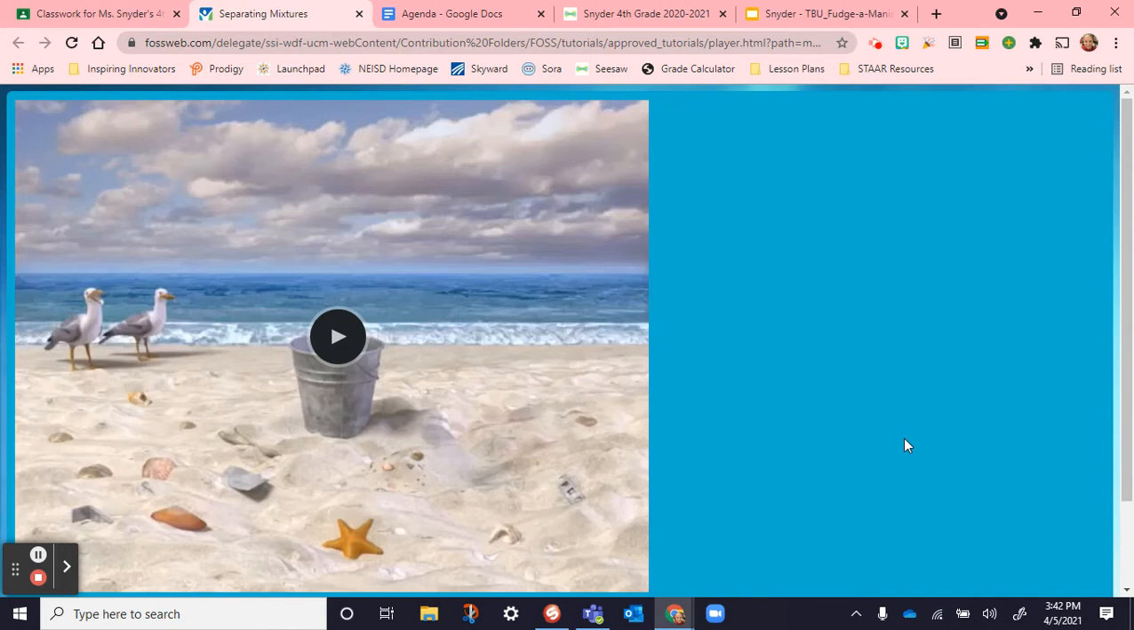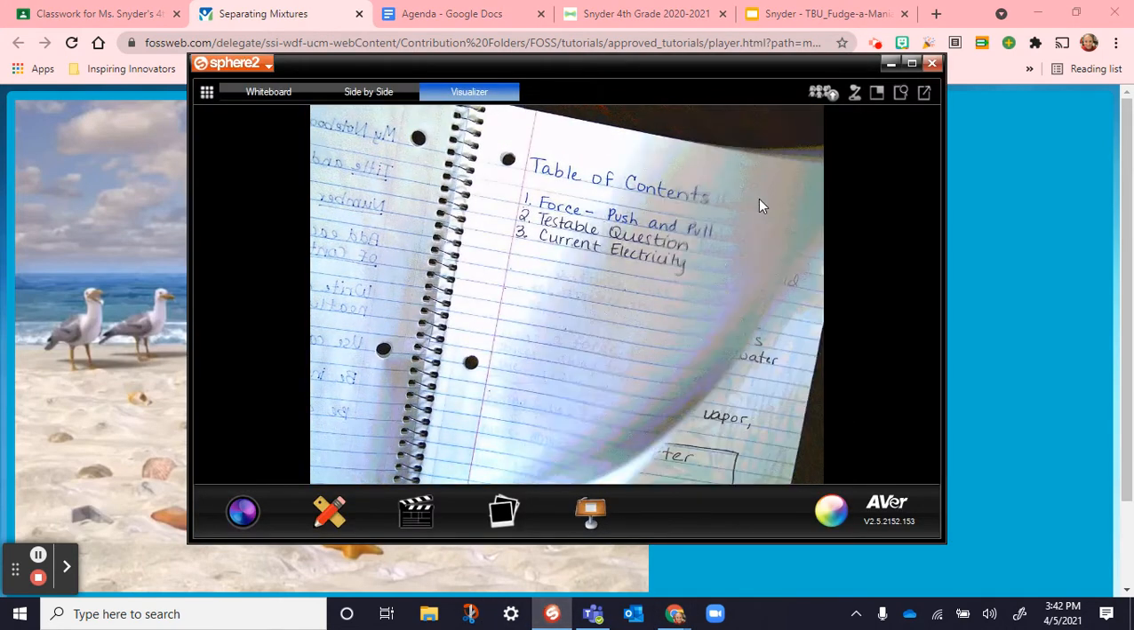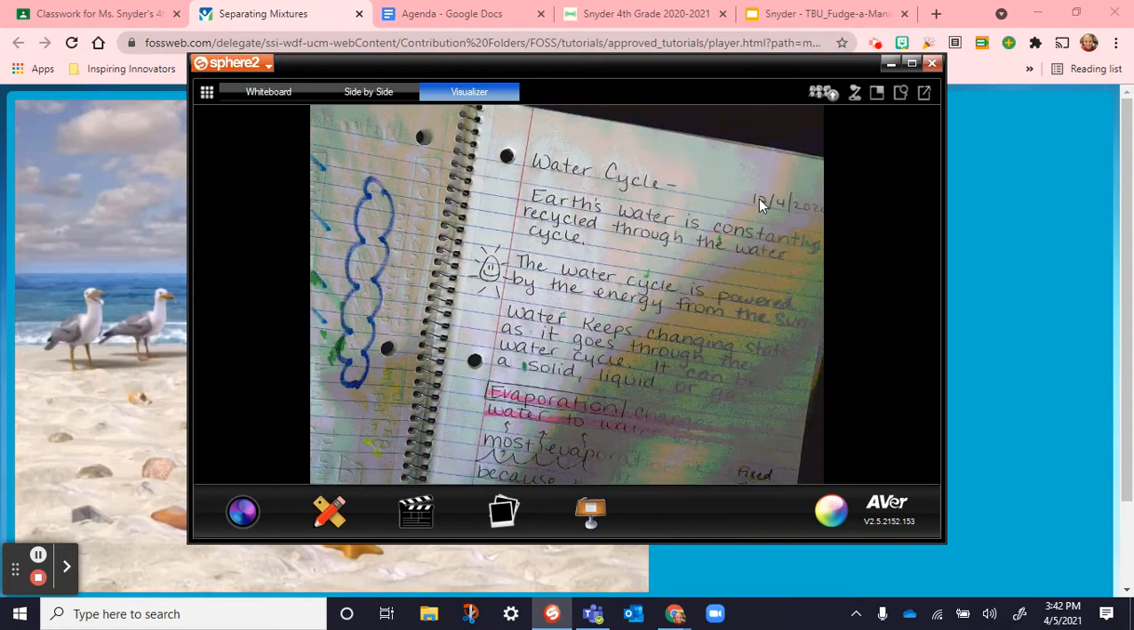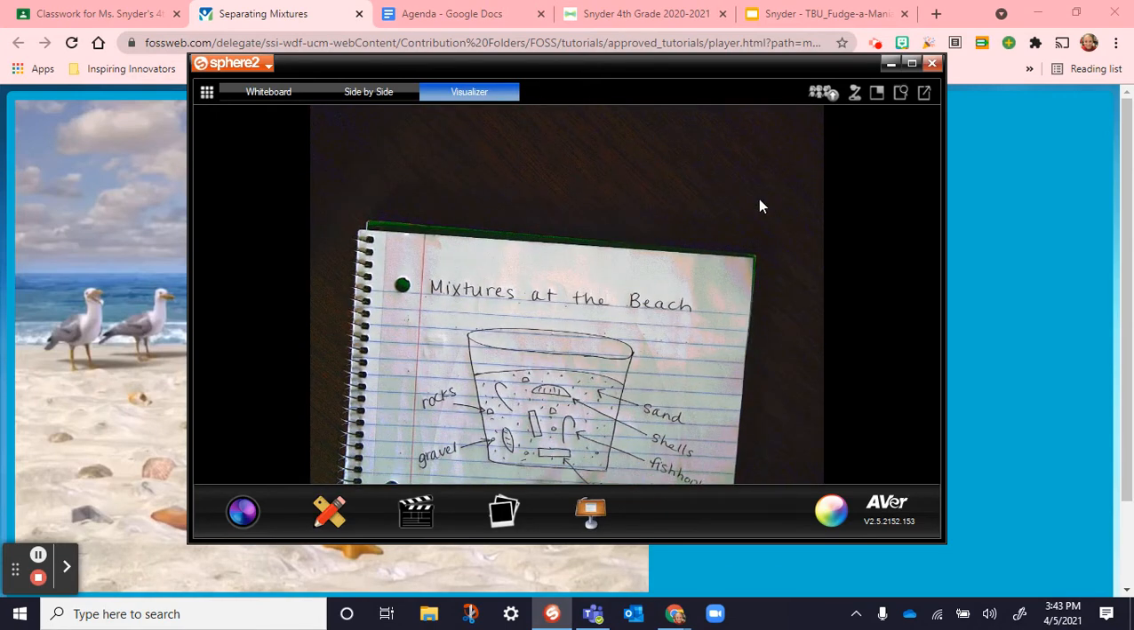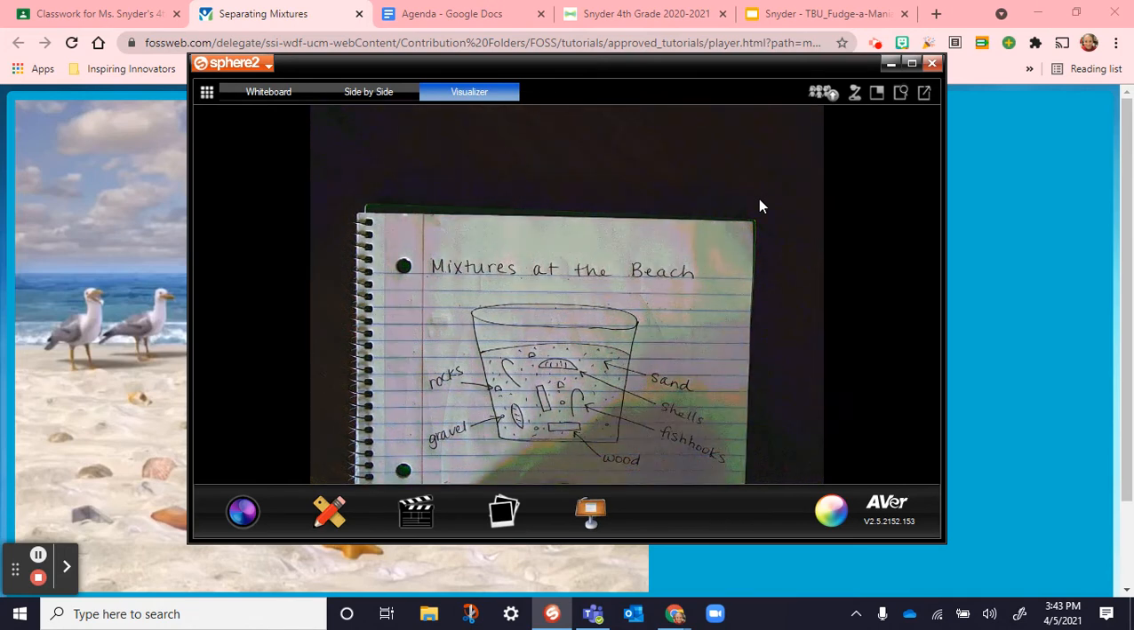things. Let me get my science notebook. So inside the pail, they have sand, fish hooks, rocks, shells, wood, gravel. They've got all kinds of stuff. So in your notebook, go ahead and draw this pail that they're going to use. So title it Mixtures at the Beach. So there's rocks, there's little pieces. Gravel is just like little pebbles, like little rocks. Wood, fish hooks, shells, sand.